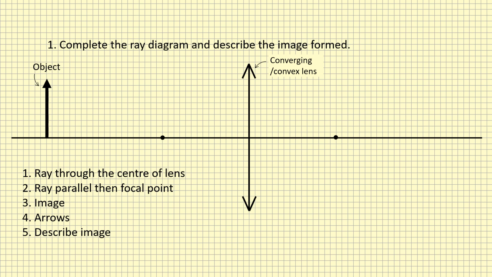First step, draw a ray that goes through the center of the lens. So it's going to come from the top of the object and it's going to go right through the center of the lens like this without being deflected. And it doesn't even matter what type of lens I use, any light ray that goes through the center of the lens doesn't get deflected.